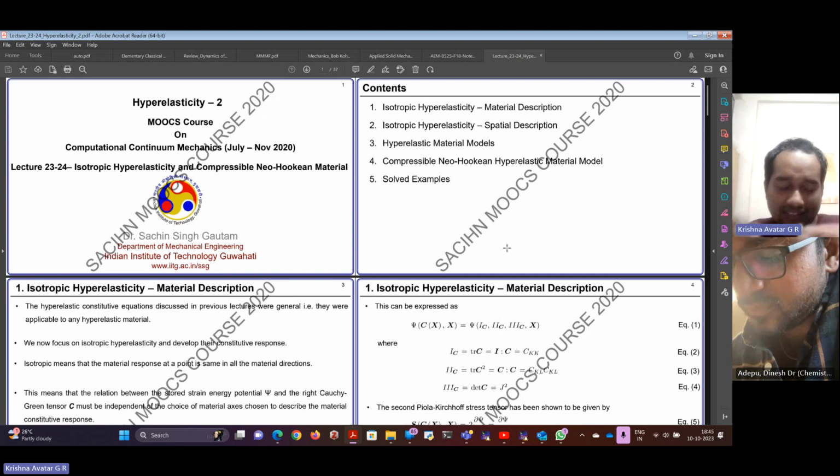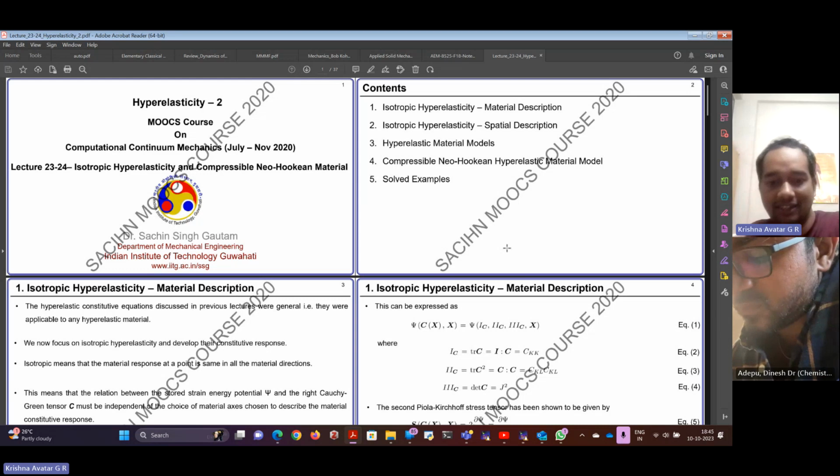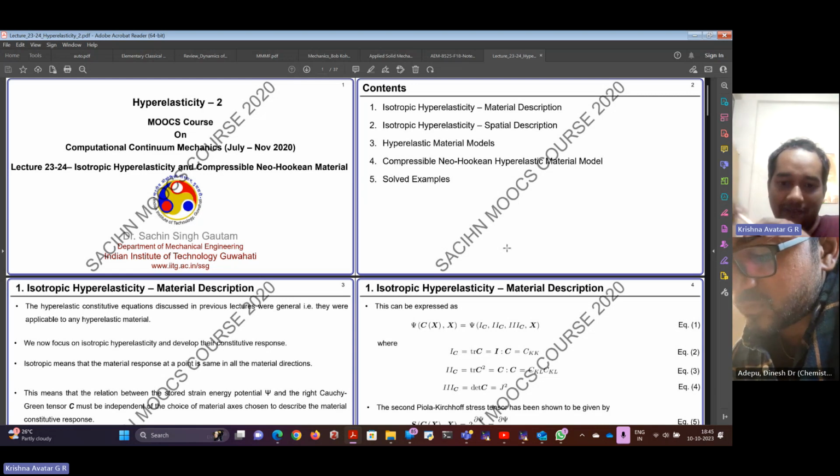Or not that actually, the properties actually. So the properties do not depend on any direction. So an isotropic material is the material where we require the least number of parameters.